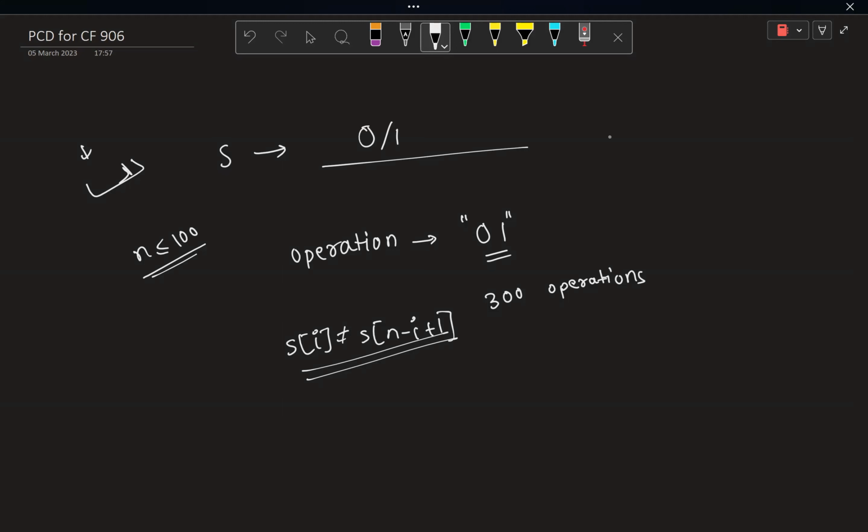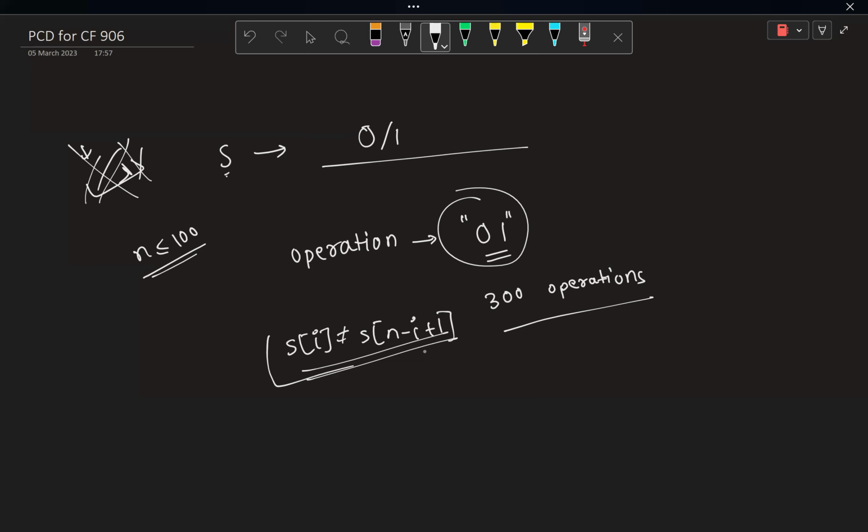Yes, no, something. Is the problem clear? We are being given a binary string having either 0 or 1, and the length would not be too huge. We can apply at most 300 operations. In one operation, what we can do is insert 0 or 1 at any place.